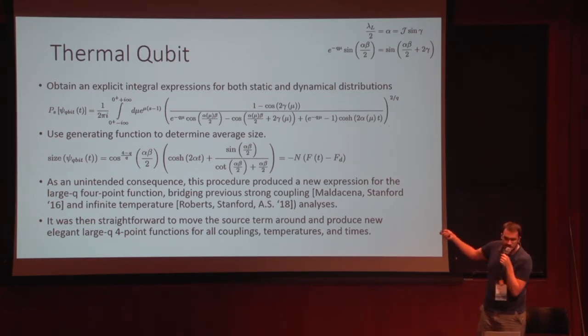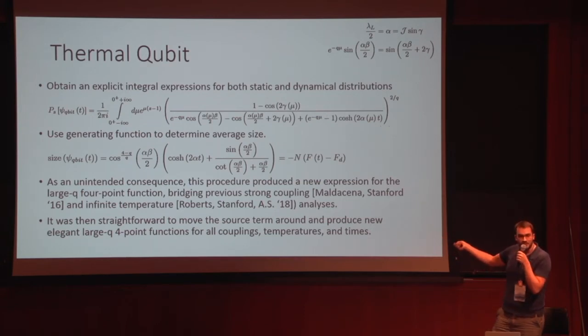And by the way, since this is a distribution, I can calculate the first moment. And in doing so, I was able to, sorry, I should say we, we were able to produce new expressions for the four-point function at all couplings at large Q. So we have an expression that interpolates between weak coupling and strong coupling in the large Q limit for all possible locations of insertions of the operators.